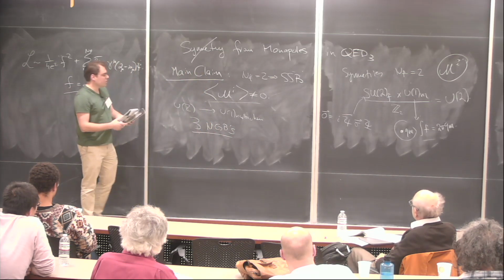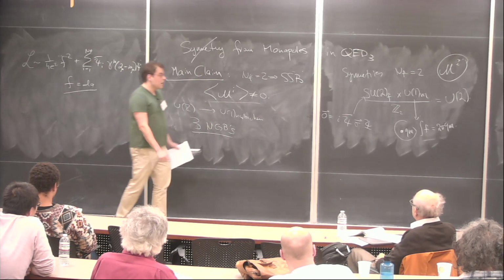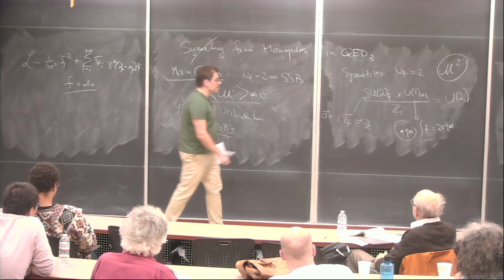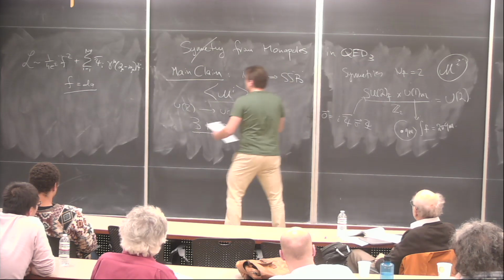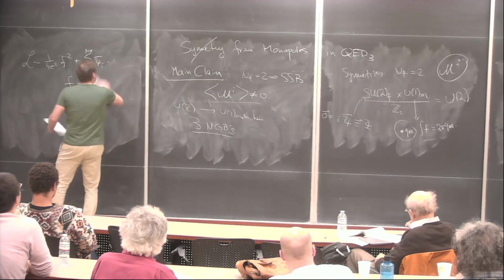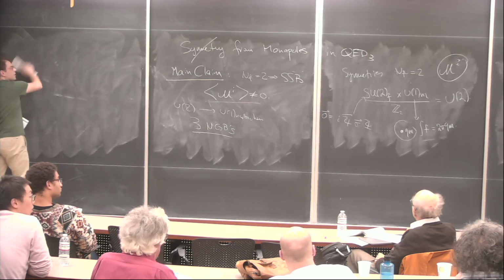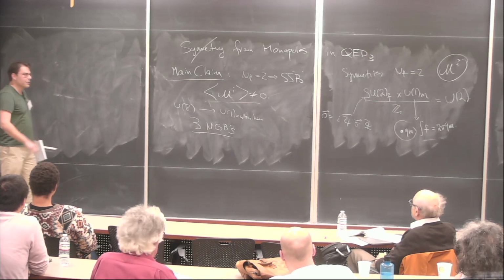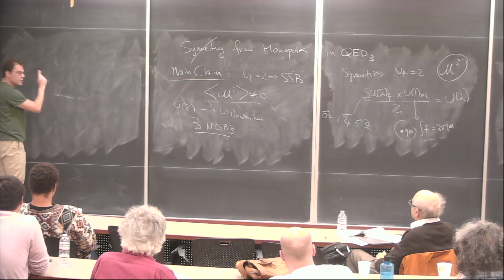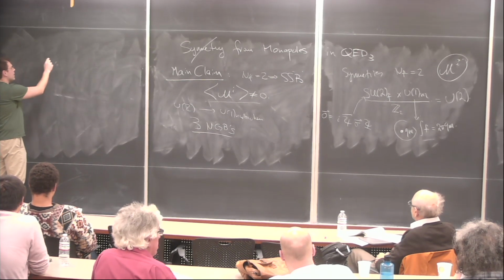The 3 Goldstone bosons sit in the coset of U2 by U1, and this coset is actually, I'll write it here. So the fermion bilinears have 0 VEV? We'll get to the fermion bilinears. They actually have non-zero VEV, but in a special way.